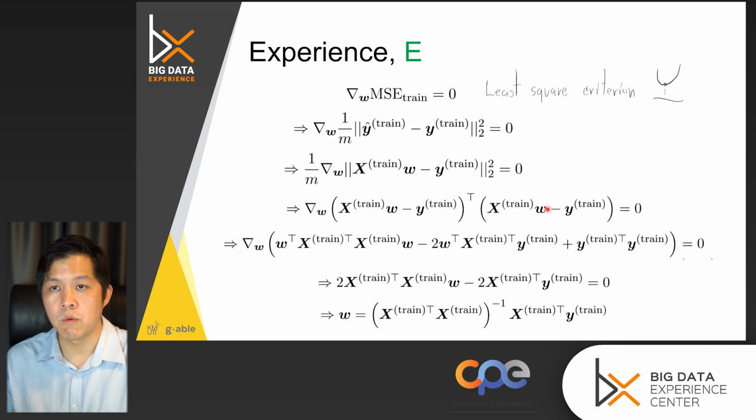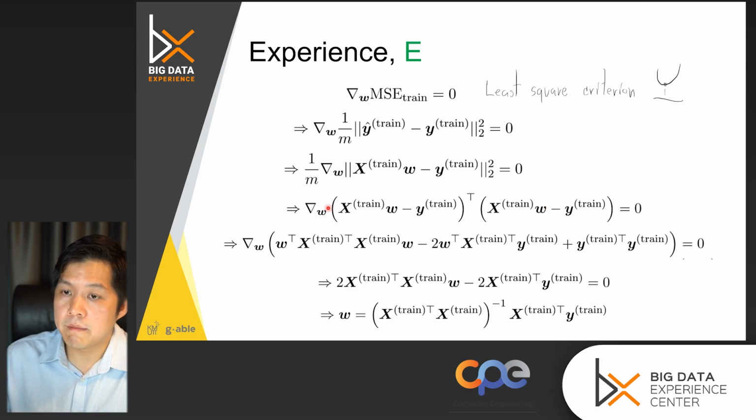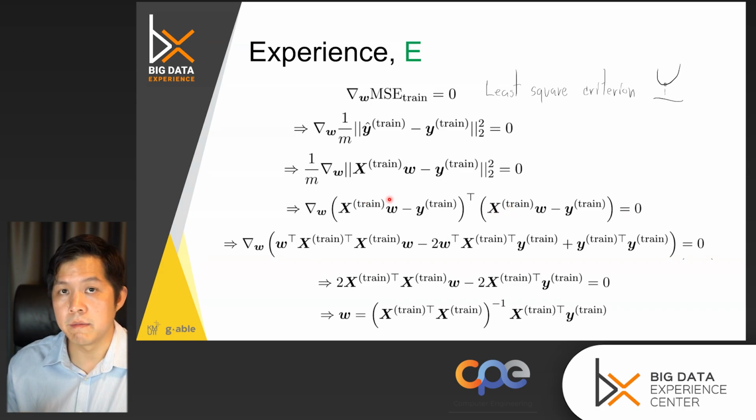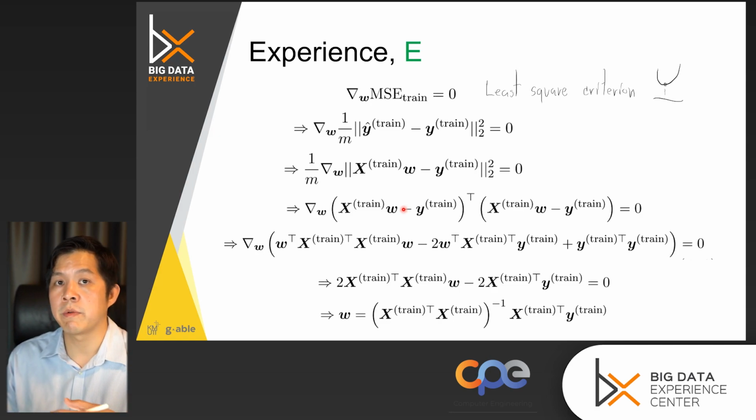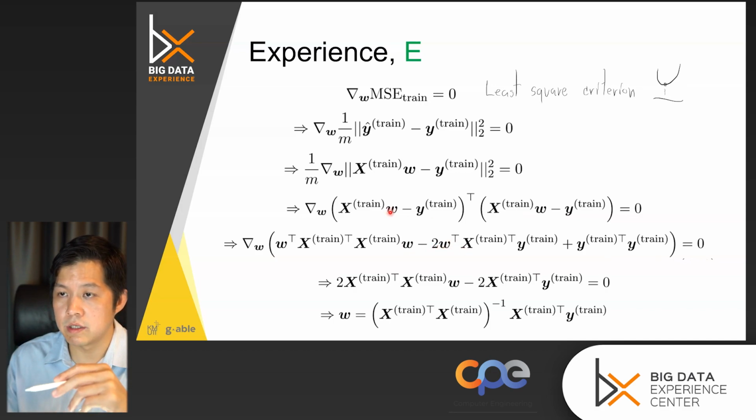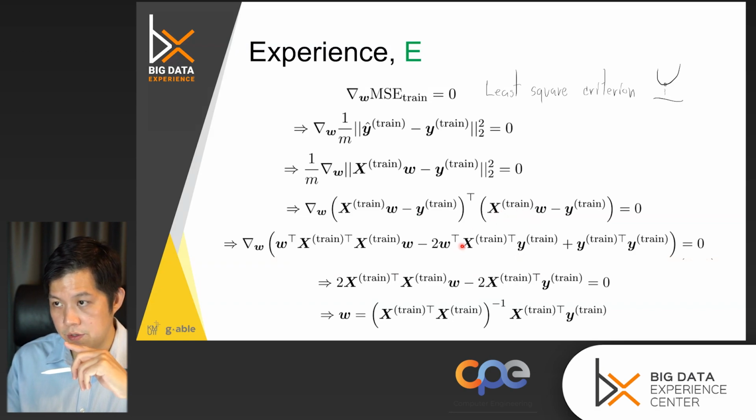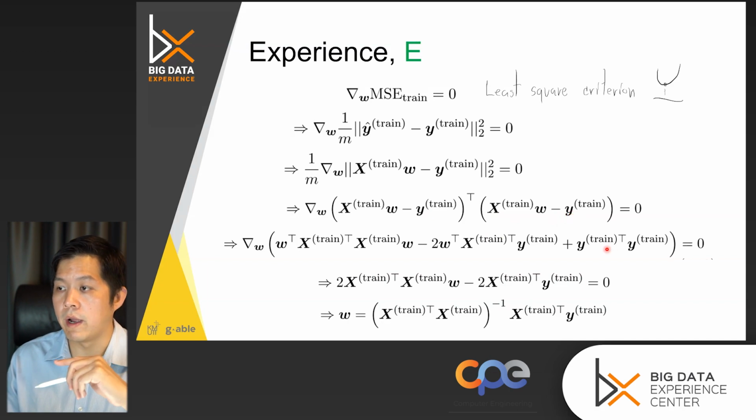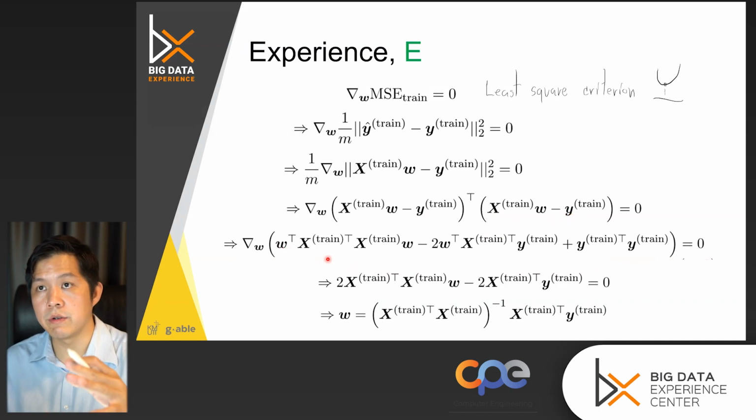This is a transpose, which denotes the multiplication. Expanding the terms by multiplying, we have w transpose x transpose x w, these two terms. There is a little bit of shuffling in the location of the terms due to matrix multiplication. And two of w transpose x transpose y, and this is y transpose x w, two of them, right? And y squared, and take the derivative of the inside.